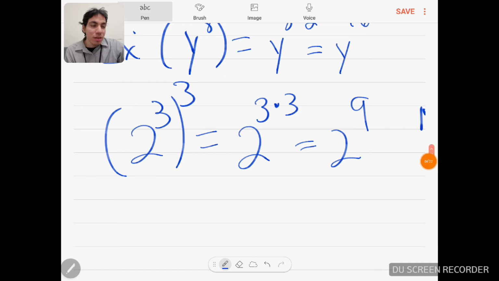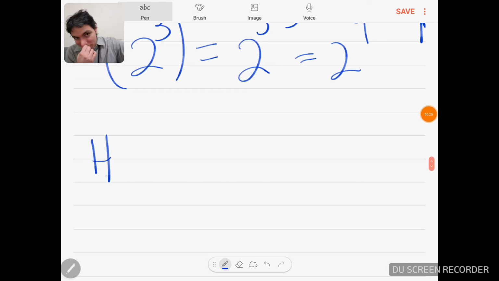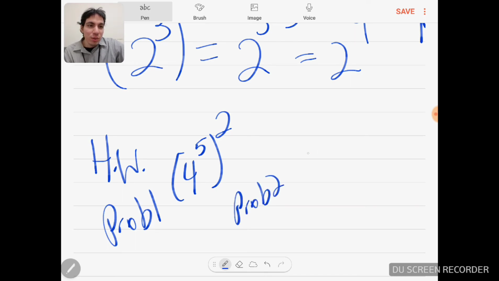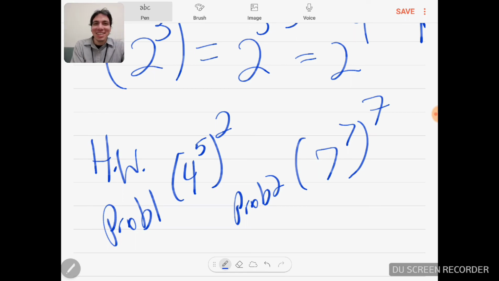All right. Enough rant. Let's get to the homework. I'll give you 2 problems. Problem 1: 4 to the 5th power getting squared. The second problem would be 7 to the 7th power getting raised to the 7th power. Sure, why not? That's a giveaway. Be sure to leave your answers down in the comments below. Do not give me the exact value. Just leave it as an exponential form.